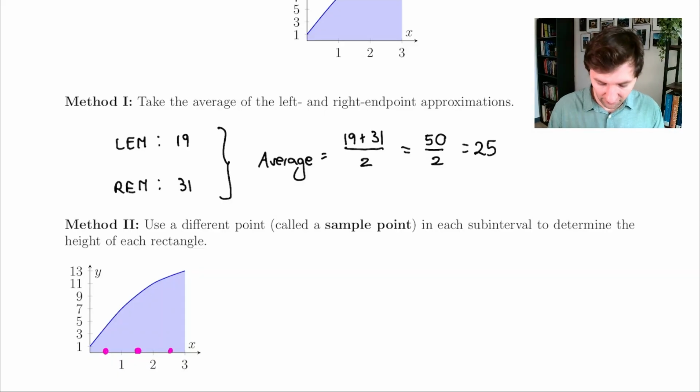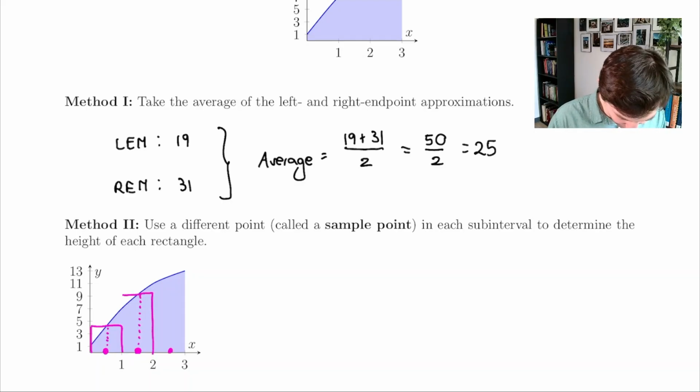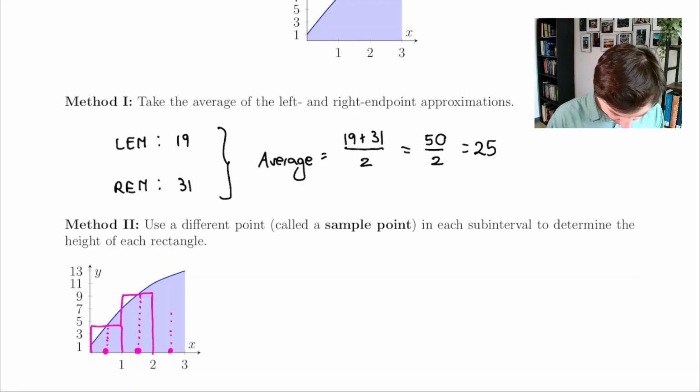The value of the function at the midpoint of the first subinterval appears to be about 4, which means that the height of my first approximating rectangle is 4. The value of the function at the second midpoint seems to be 9, which means that my second approximating rectangle will have the height of 9. Finally, the value of the function at the midpoint of the third subinterval appears to be about 12, which means that the height of my last approximating rectangle is 12.